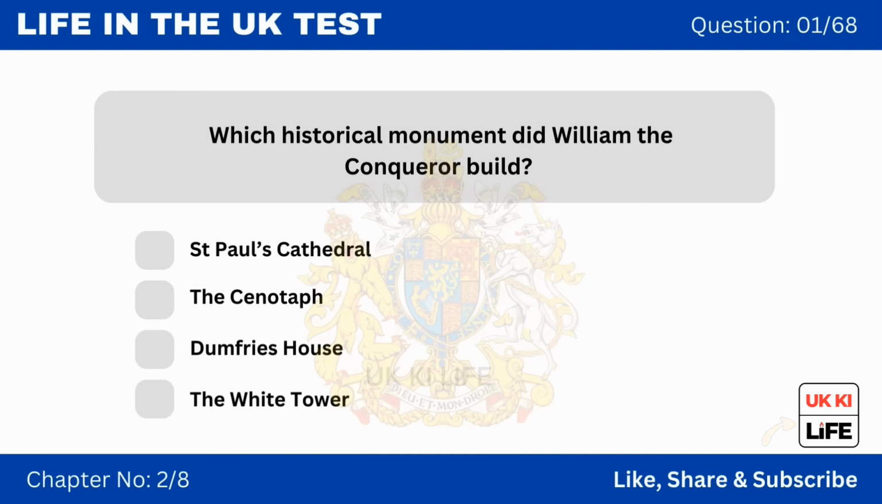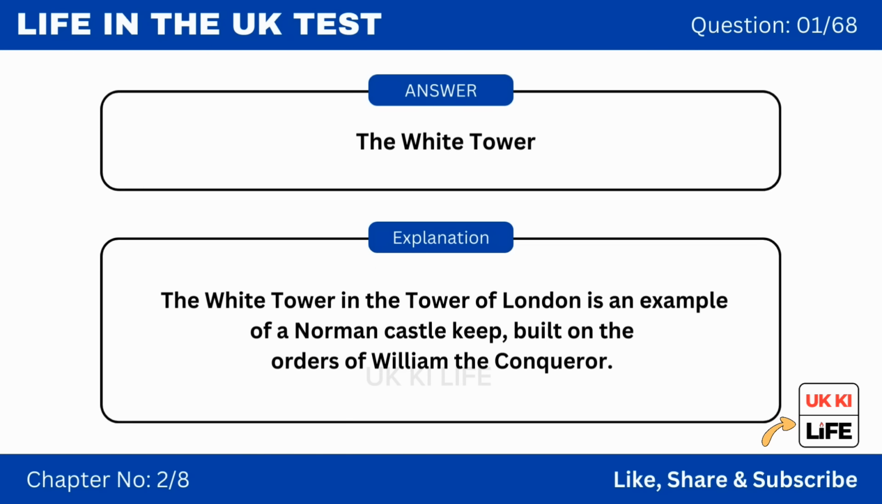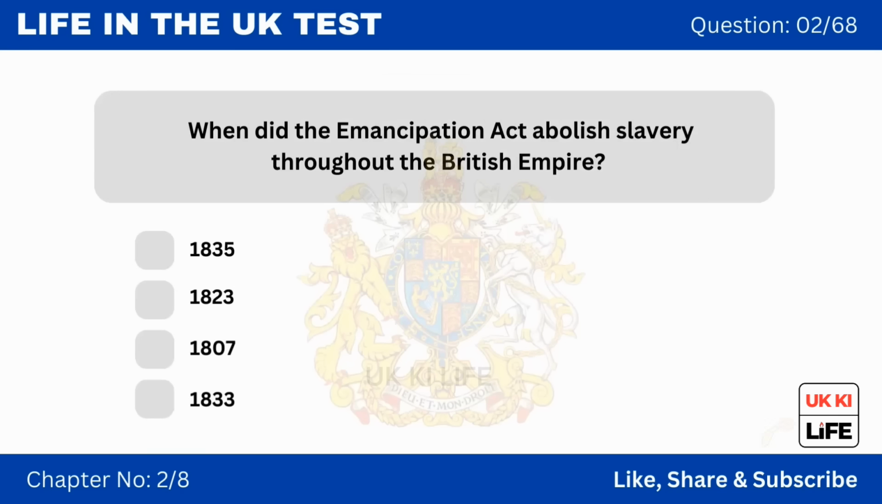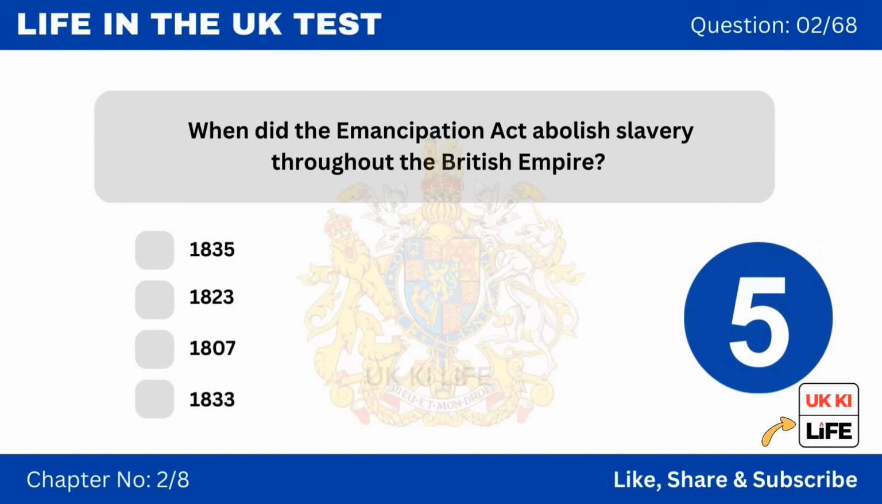The correct option is D. Explanation. The White Tower in the Tower of London is an example of a Norman castle keep, built on the orders of William the Conqueror. Question 2. When did the Emancipation Act abolish slavery throughout the British Empire? 1835, 1823, 1807, 1833.